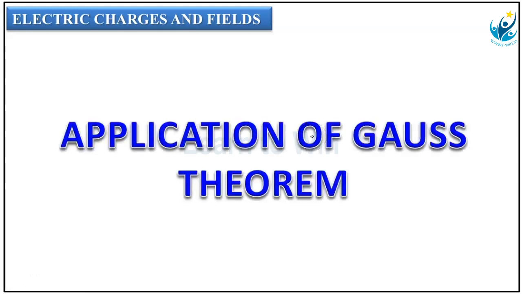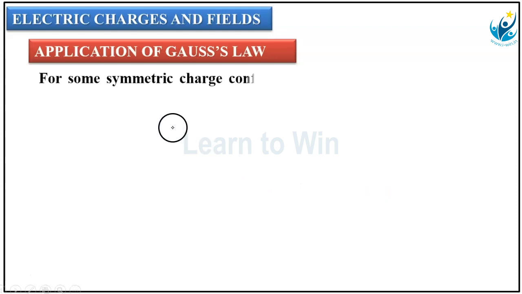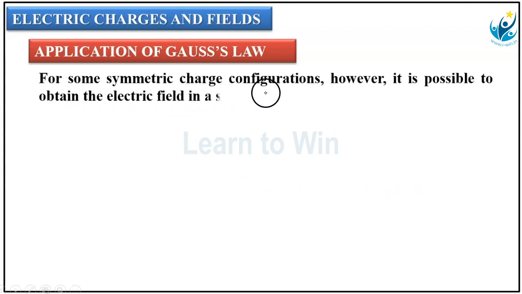Applications of Gauss theorem. Gauss theorem is used to find electric field intensity due to uniformly charged distributed bodies. From those bodies, at a certain point, what is the electric field intensity value? That is determined by applying Gauss law. By applying Gauss law, we determine the electric field intensity due to uniform charge distributed bodies for some symmetric charge configuration, nothing but uniform charge distributed bodies.